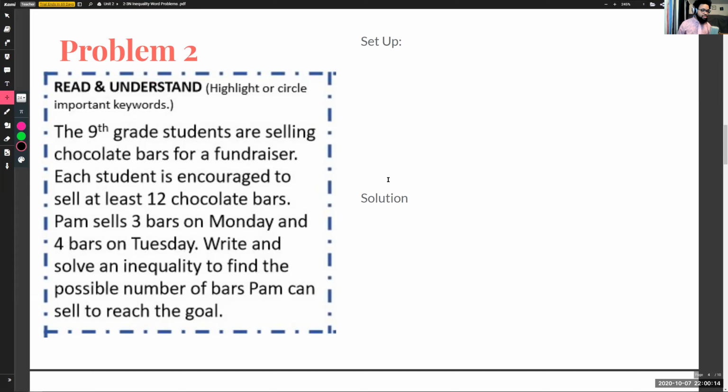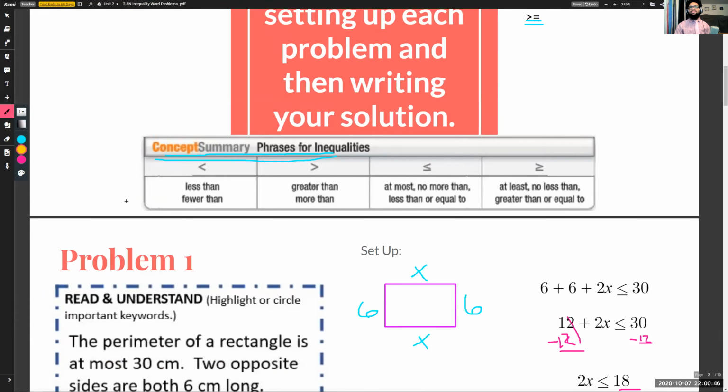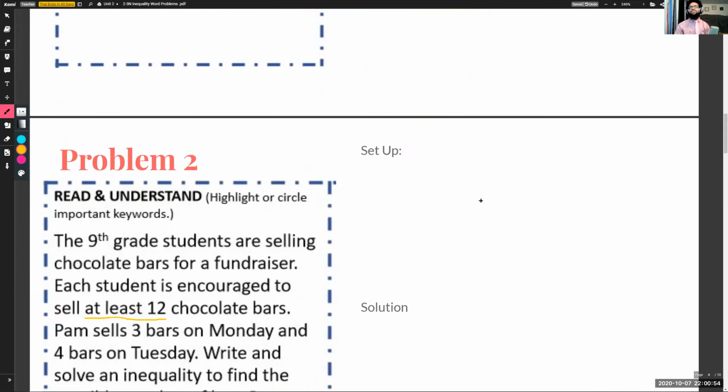All right, now that you've had a second to think about how to set the problem up, let us begin. I'm going to start by underlining what our goal is. Our goal is to write and solve an equation. We're looking for the number of bars Pam can sell to reach the goal. And it's telling us that each student is encouraged to sell at least 12 bars. So let's look up once again at our things up here. At least is right here under the greater than or equal to sign. So we're going to start off with that greater than or equal to.